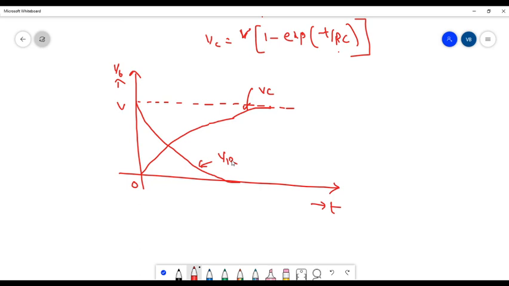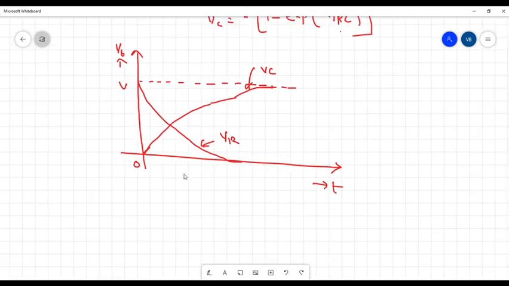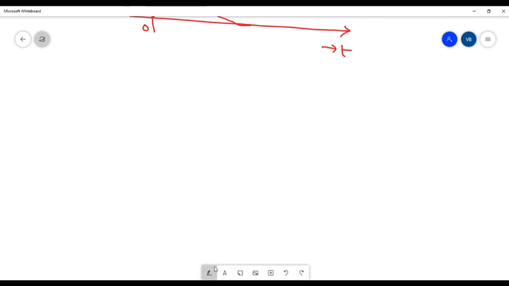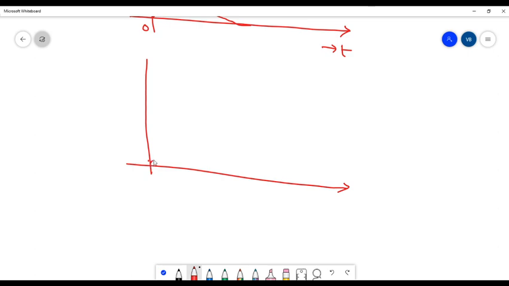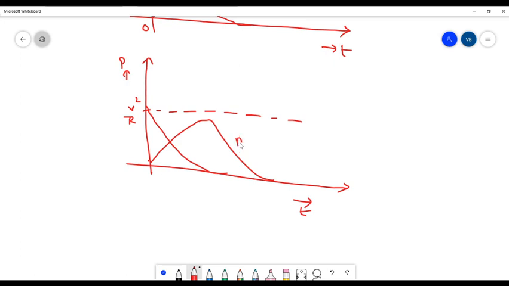The same way you can calculate the power also. Power is exponentially decaying, so I will draw the power graph. Here this is V square by R. I am taking P as output and here this is T. This is the response of PC and this is the response of PR. So this is about the RC circuit.